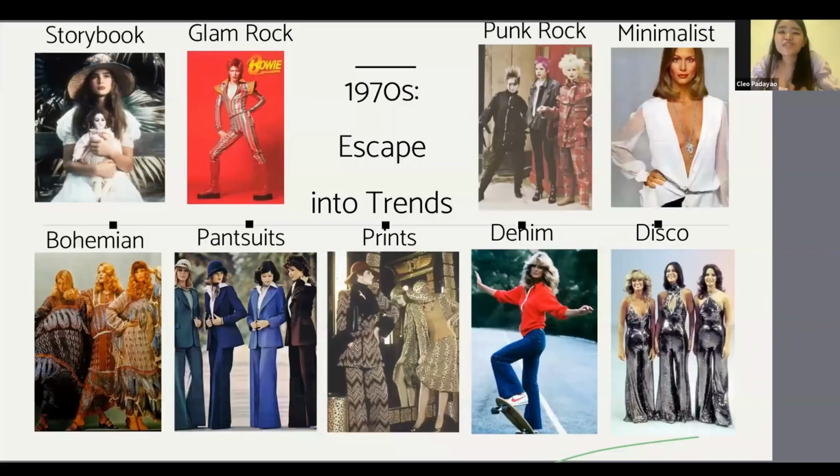So what is their answer to all those tragedies? They wanted to escape into trends. So in the 70s, there are a lot of trends going on. The 60s was also the last time that we can point out a distinct look, because in the 70s, there were so many trends going on. So I'm not gonna go through them one by one, but if you are interested, we can get to know them later on if we have time.